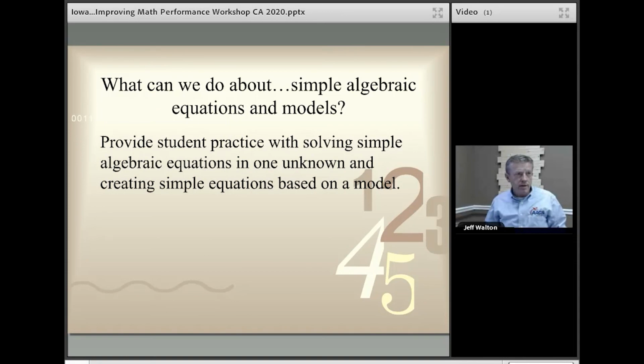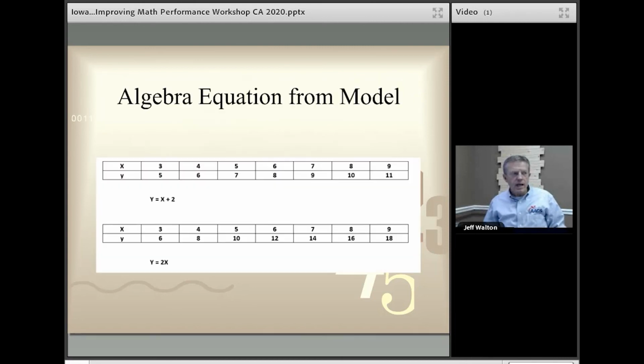What do we do about simple algebraic equations and models? Even that phrase sounds kind of scary, but I think the only answer to this is to provide some student practice with solving simple algebraic equations in one unknown and creating simple equations based on a model. Here's an illustration of a model. This is all they're talking about when they talk about an algebraic model.